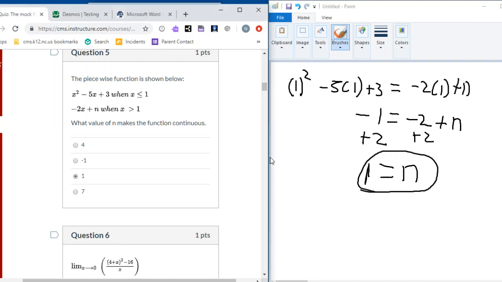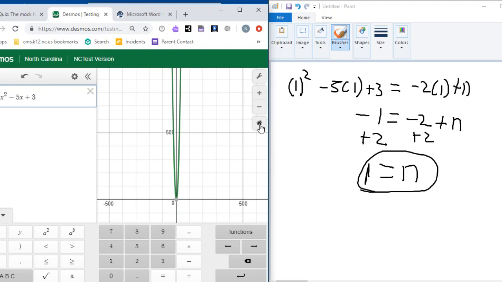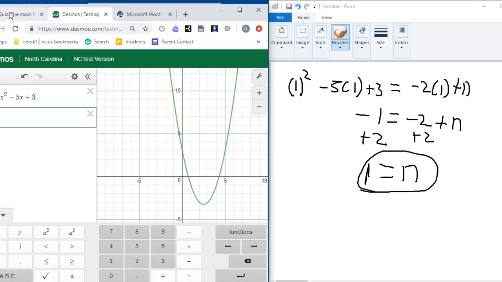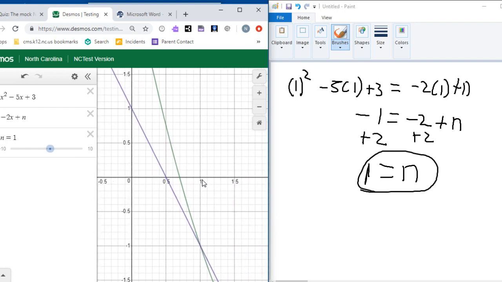Now, if I wanted to use this on Desmos, I think it's easier to just plug in and find the value that makes it continuous. However, if 1 is equal to n, I can just plug in both equations in Desmos. X squared minus 5x plus 3. I'm going to go back to my standard zoom. And I'm also going to type in the function negative 2x plus n. I'm going to add a slider n. I'm looking for the value when n is equal to 1.